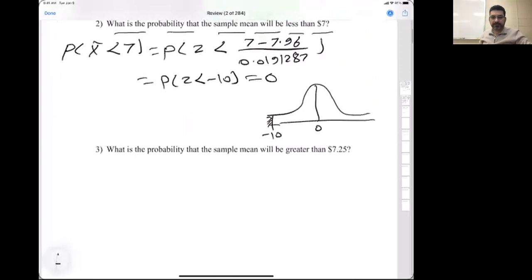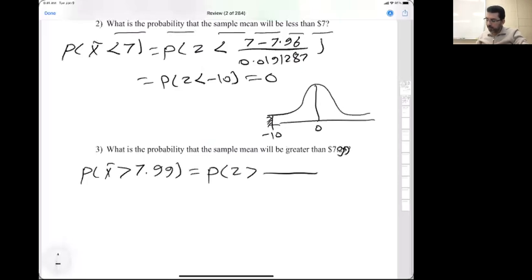Another one: I would like to change it to 7.99. What is the probability that the sample mean will be greater than 7.99? So we need to find the probability that x bar is greater than 7.99. So again, convert the x bar to z: 7.99 minus the average 7.96 divided by the standard error 0.01 91287.